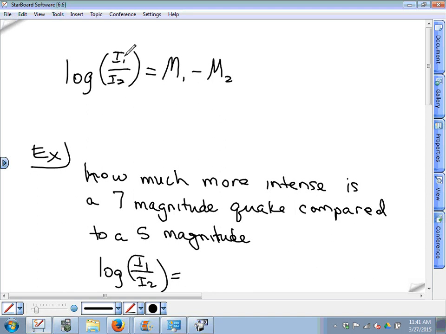You've seen that little needle that goes up and down when there's an earthquake happening? A seismograph. That's measuring the intensity of the quake, not the magnitude. It's called the Richter scale. It measures how powerful an earthquake is. The intensity of an earthquake is measured in joules, I think.